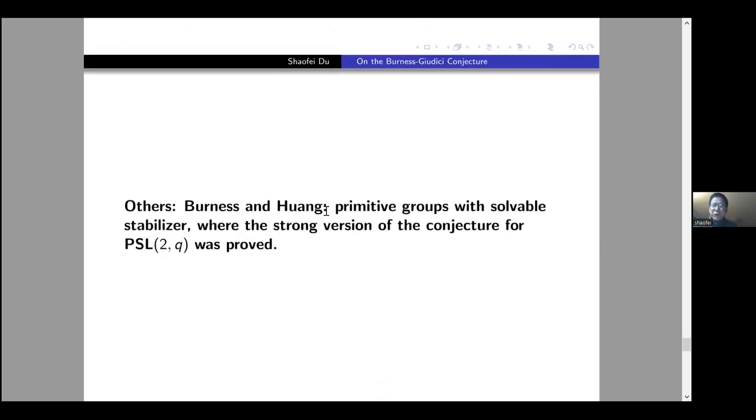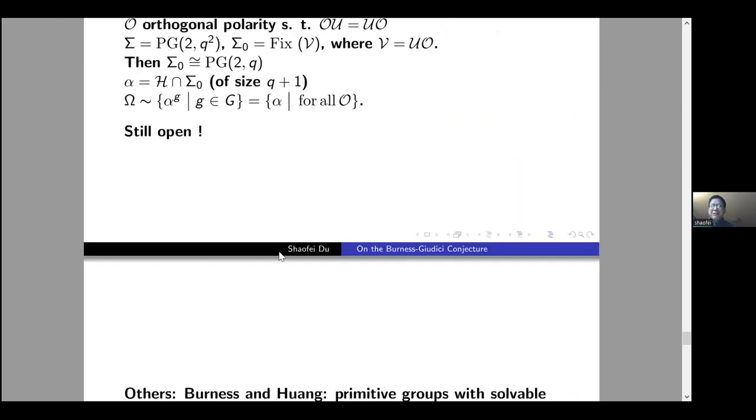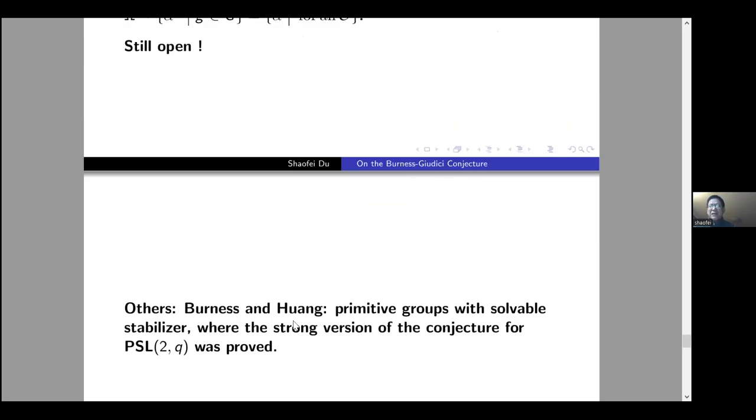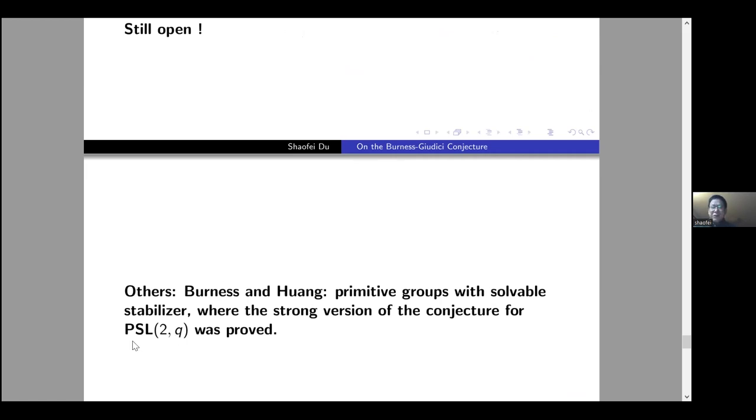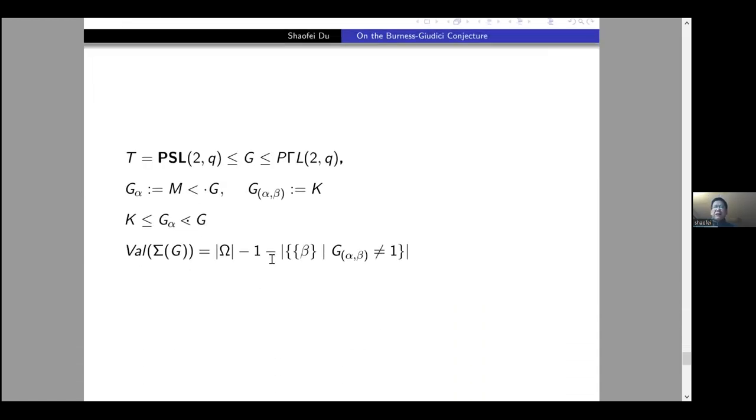I know Burness and Huang, one student of Burness. They proved the conjecture for primitive groups with a soluble stabilizer. In their work, a strong version of the conjecture for PSL2(q) was proved. We just do the first version, meaning this beta is not in gamma. They use our result to compute the more general result on the strong version for PSL2(q). Let's talk about how to prove this conjecture for PSL2(q).